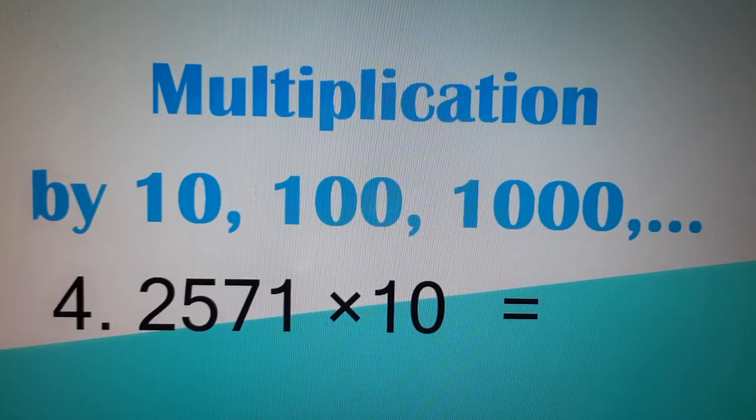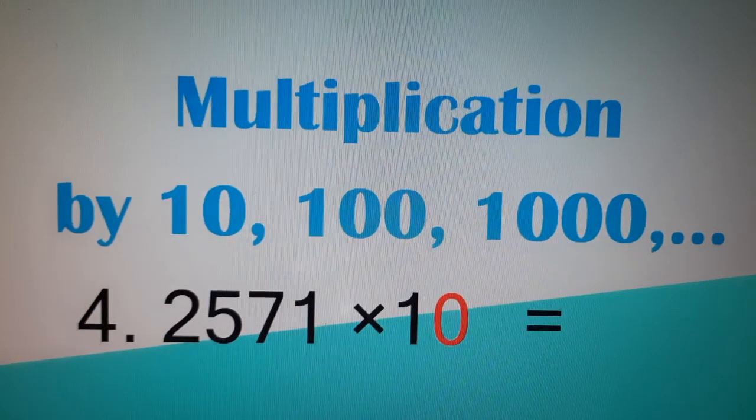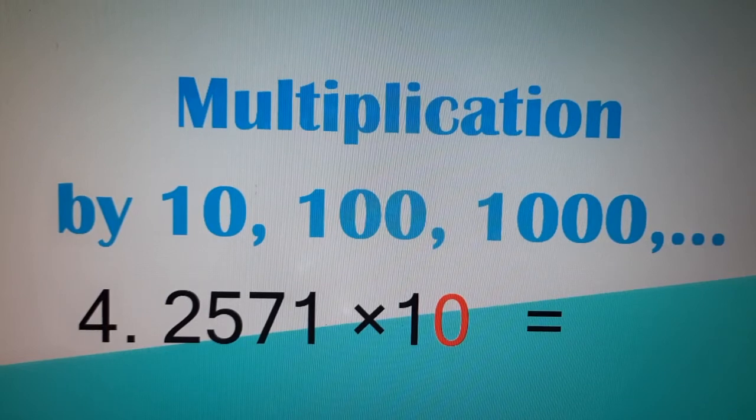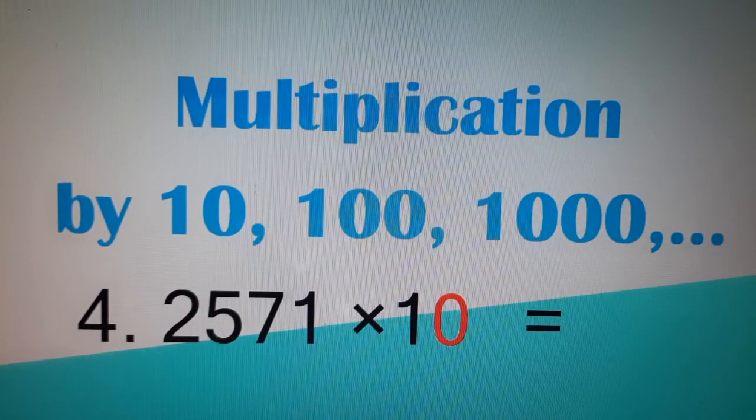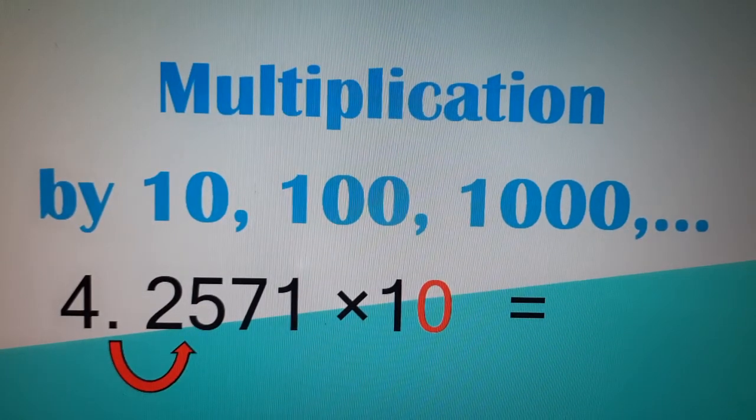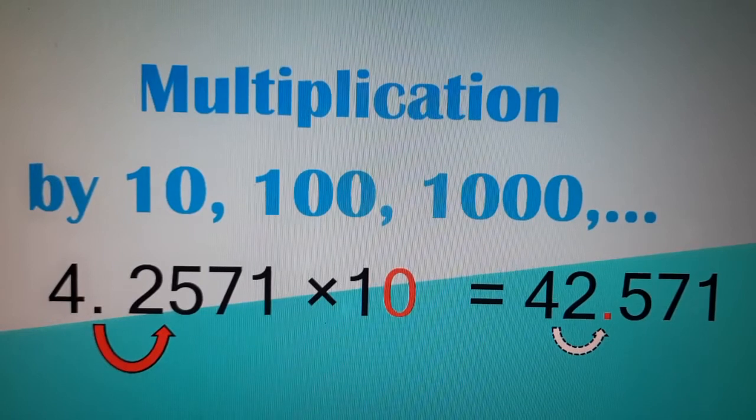When you multiply 4.2571 by 10, as there is only one zero in 10, we have to move the decimal point only one place to the right. Then we get the answer 42.571.